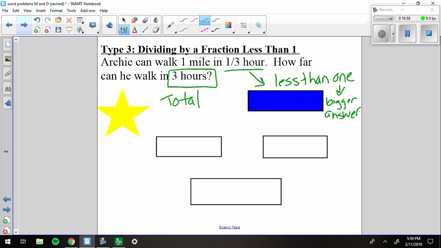So I have my 3 hours here because our picture is always going to show our total. He has 3 total hours. I'm going to divide each one into thirds because that's what we know how far he can walk 1 mile in. And each one of these will be 1 mile.